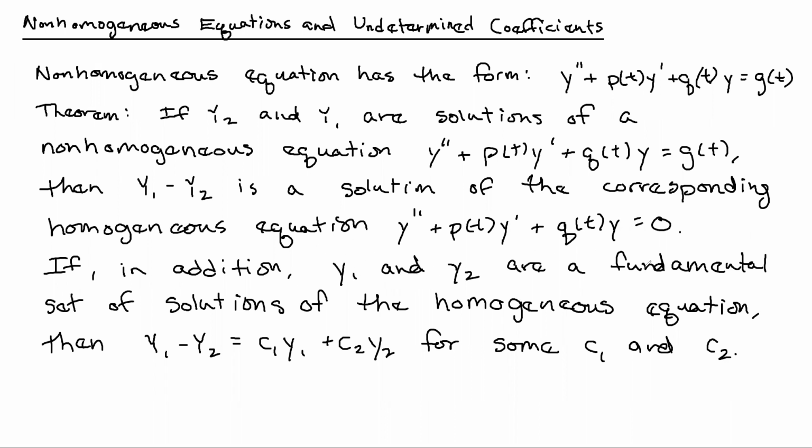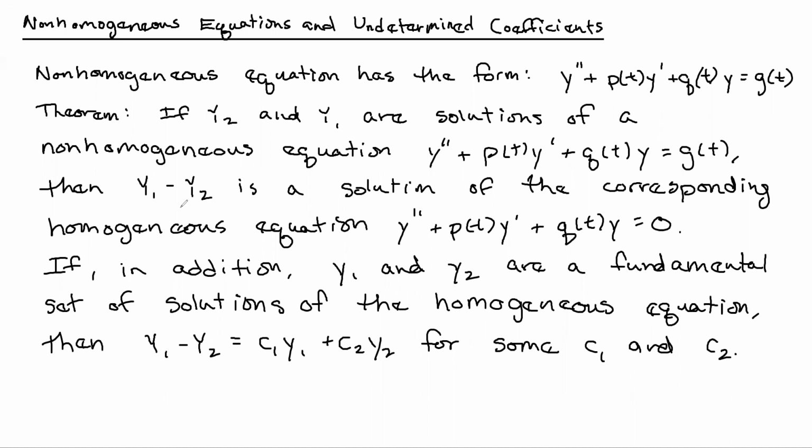And then on top of that, and this part maybe needs a little bit of explanation, what is a fundamental set of solutions? Well, a fundamental set of solutions means that the Wronskian of y1 and y2 is non-zero. And if the Wronskian is non-zero, that means that a linear combination of these two solutions will get us any solution to the homogeneous equation.